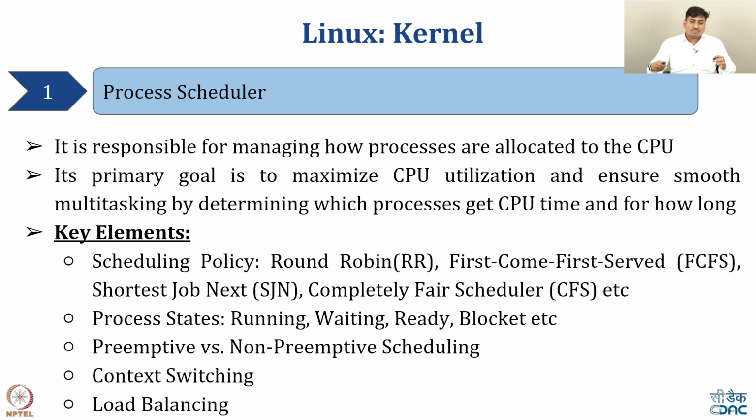When we talk about the key elements of this process scheduler, there are so many, like there are some scheduling policies, right. Different scheduling policies are available like round robin, first come first serve, shortest job next.